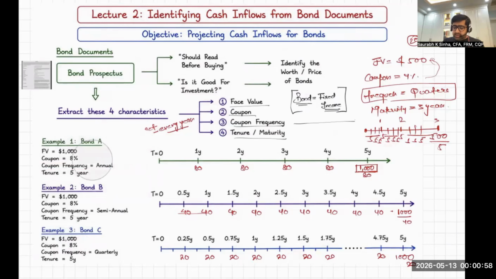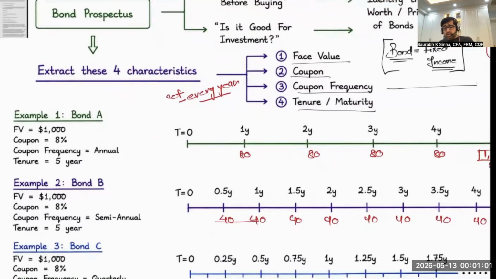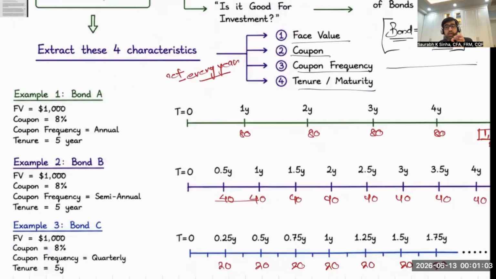Please compare these 3 bonds and tell me which bond will be priced highest in the market. Everything is identical. Face value, coupon, and maturity are identical. The only thing which is different is coupon frequency. Still, if you believe all 3 bonds would be trading in the market equally, that is incorrect, and I have to build that intuition. So which one will have the highest price in the market? It is going to be bond C.